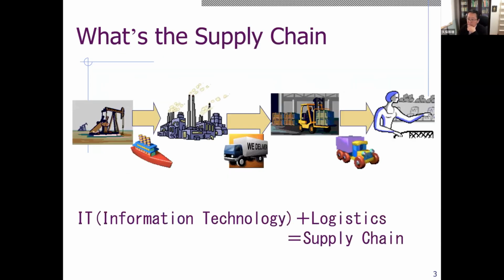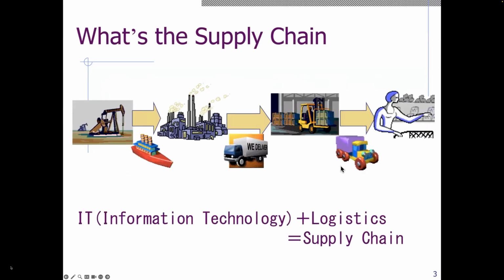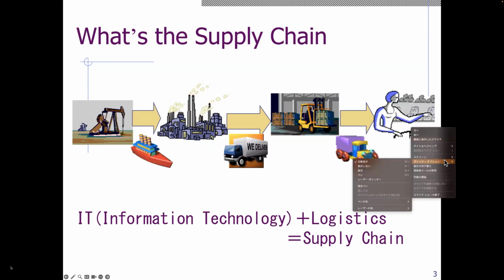There are many definitions of the supply chain. But my definition is simple. IT, that means the information technology, plus logistics equals supply chain. To complete the definition, we need the definition of logistics. As shown in this figure, logistics optimizes the flow of products between the point of origin, here supply point, and the point of consumption, here demand point, in order to meet customers' requirements.